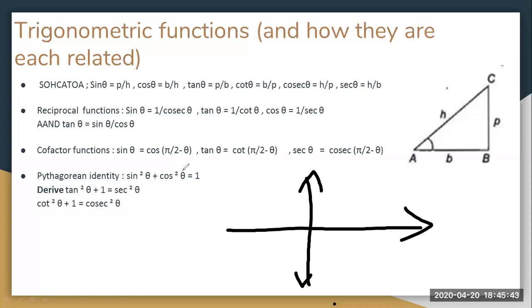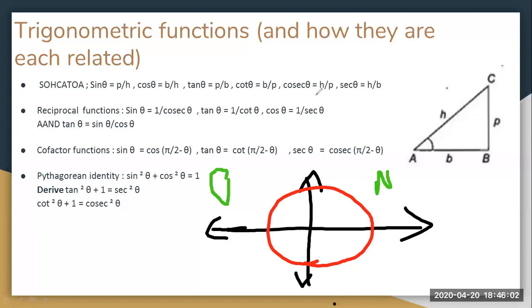Don't draw that, bro. Please don't draw that. This is our little unit circle. What are you drawing? Are you actually drawing a ship? No, no.